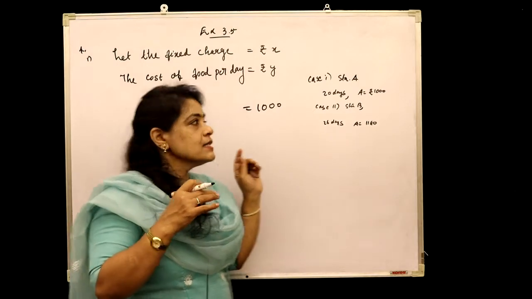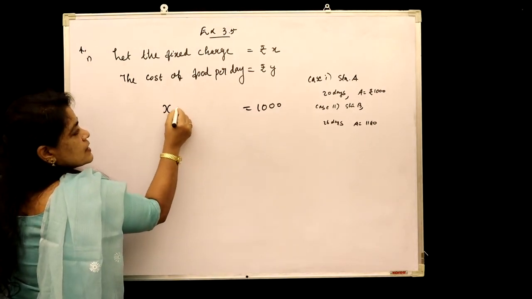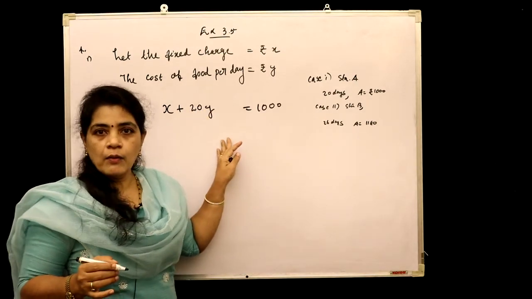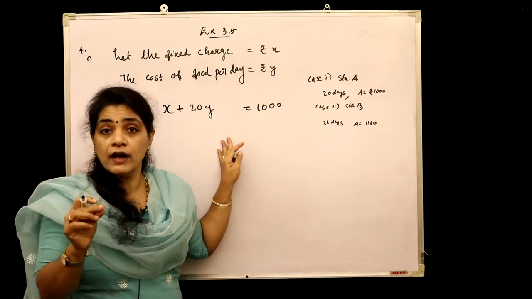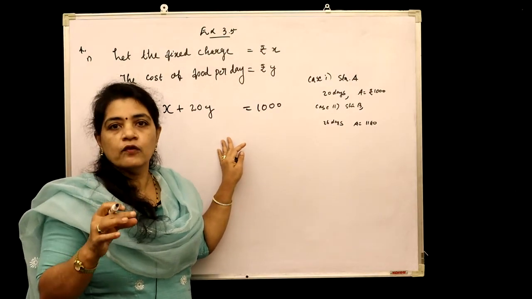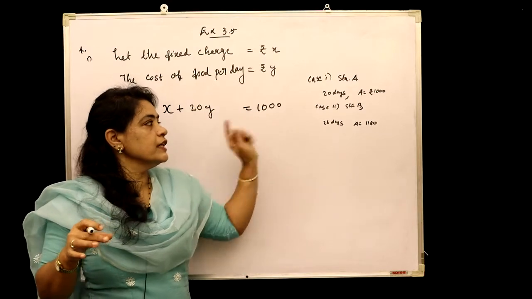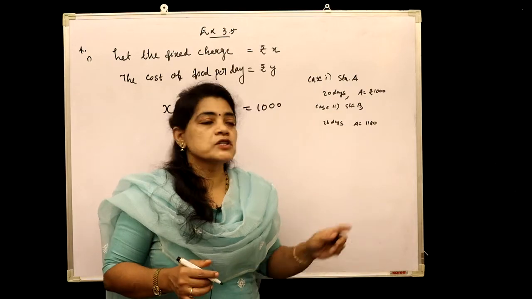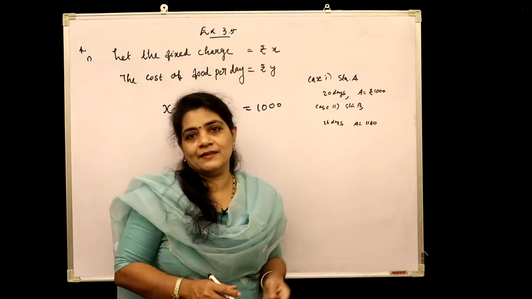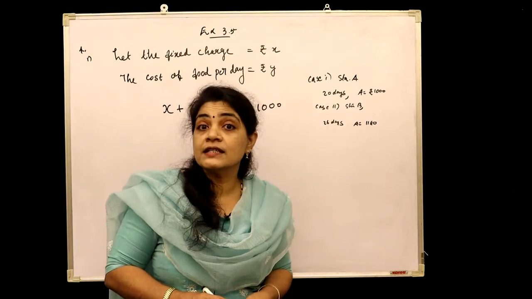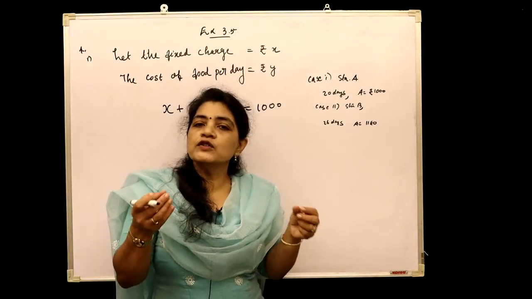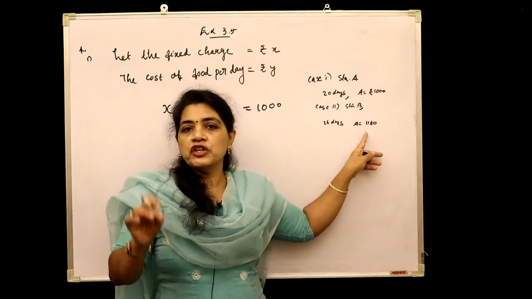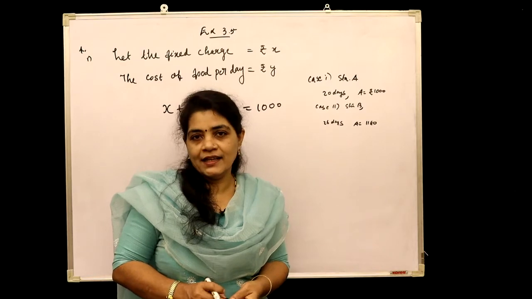So in the LHS we write x, the fixed charge, and 20y, the amount for 20 days of food. In the second case, the second student B has taken food for 26 days. So the amount for 26 days of food is 26y, and we have to add the fixed charge x, and the total amount she paid is rupees 1180.